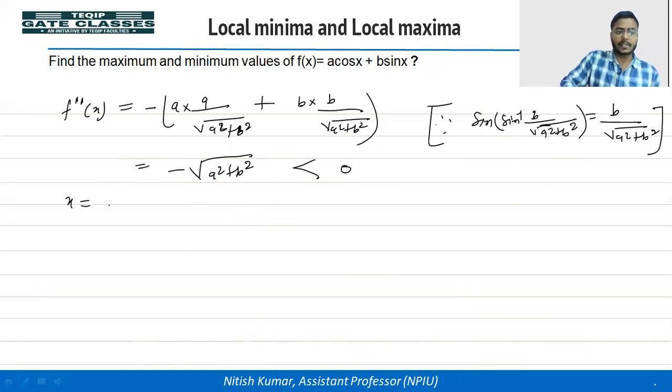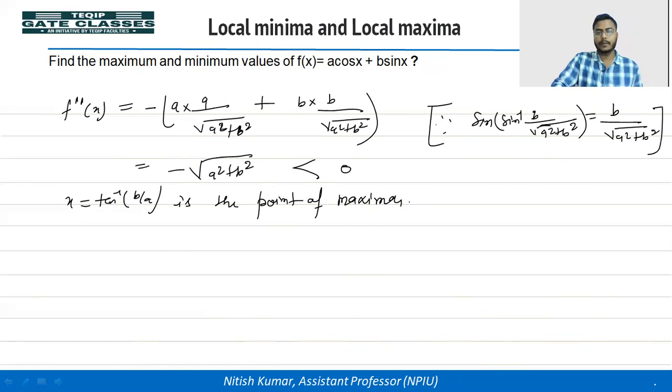So we can say this will be less than 0. So x equal to tan inverse b by a is the point of maxima. The point of maxima. So let's calculate the maximum value. The functional value you have to calculate at tan inverse b by a.